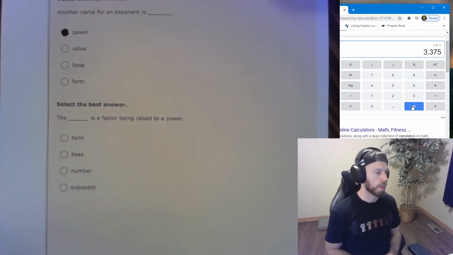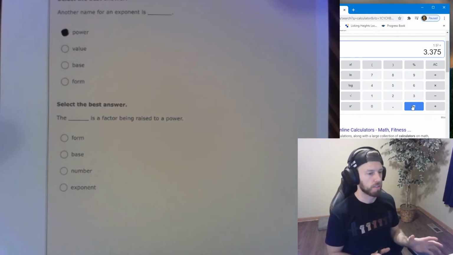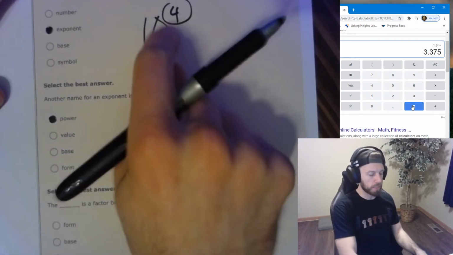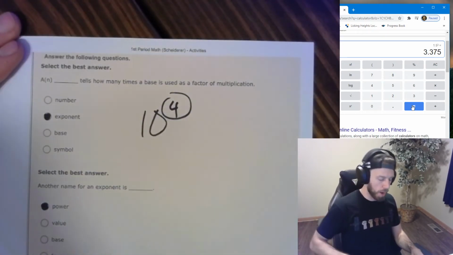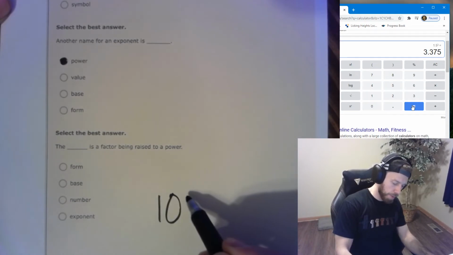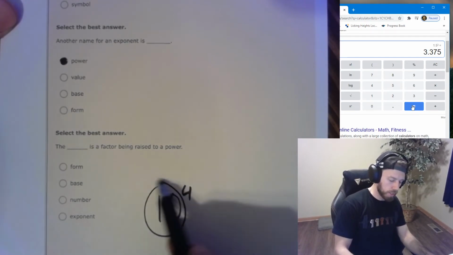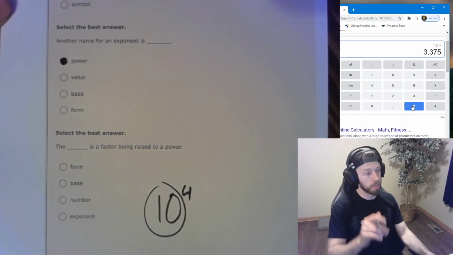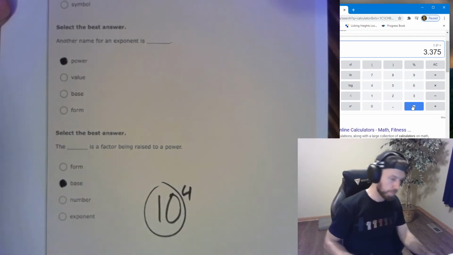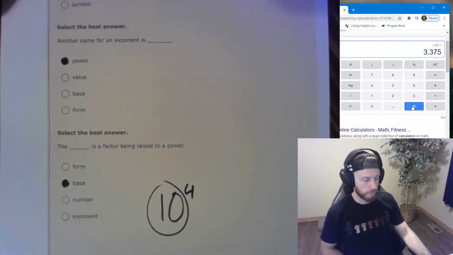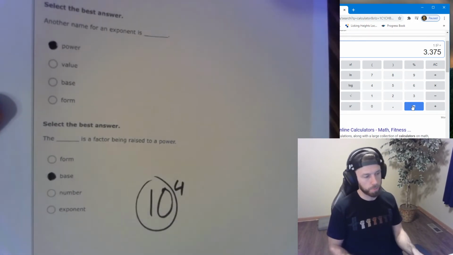The next question. The blank is a factor being raised to the power. And if you refer back to our question up here, this is what was being used as a factor, right? What is that big part at the bottom? If the power was 10 to the fourth power, what is this thing right here called? I've said it many times now. It's called the base. That is the factor that's being raised to the power.